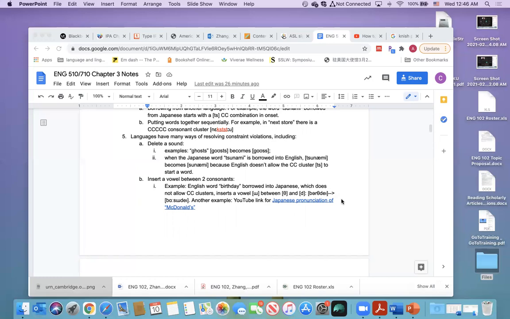A second way to deal with resolving constraint violations would be to insert a vowel between two consonants. For example, Japanese is a language that does not allow consonant clusters. All consonant clusters have to be broken into consonant and vowel sequences. And so when English words are borrowed into Japanese, they have to insert vowels between two consonants in a cluster, like birthday becomes birusday.